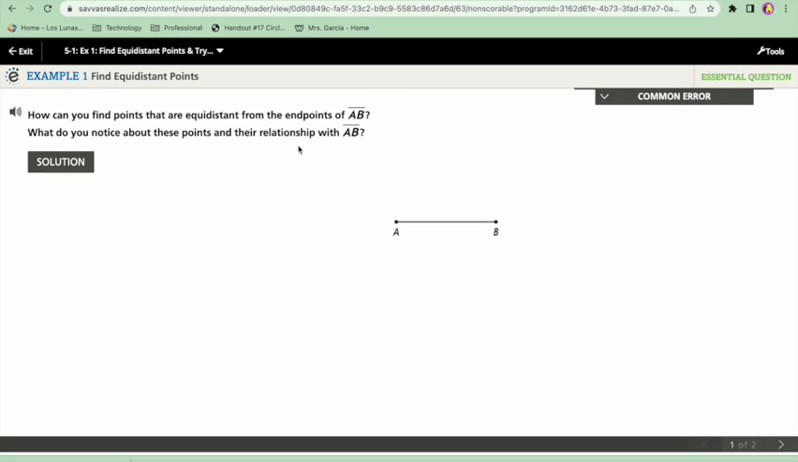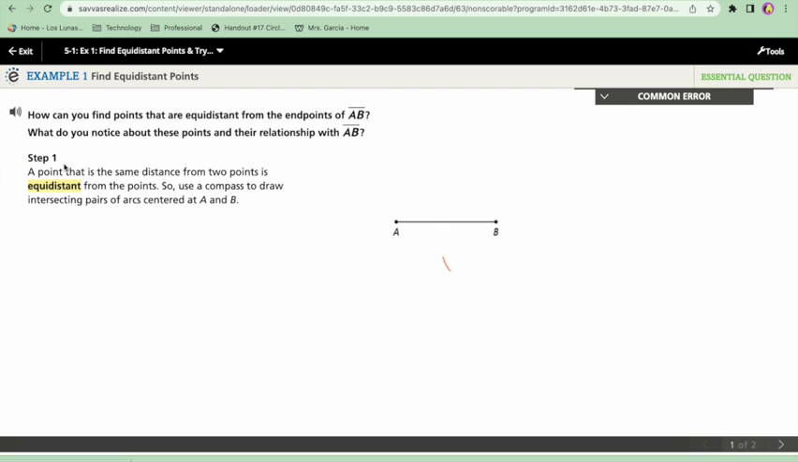So here we're in Savvis, and it's the same problem. I'm going to click on the solutions for us to read. You don't need to put this in your notes, but it's showing that step 1, a point that is the same distance from 2 points is equidistant from the points. So use a compass to draw intersecting pairs of arcs centered at A and B. And we did this in chapter 1 when we did constructions.